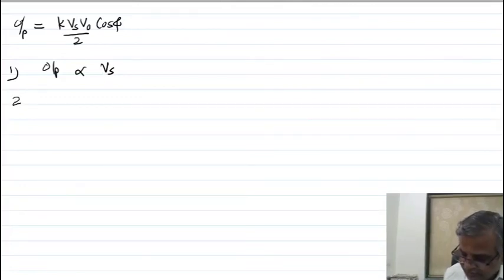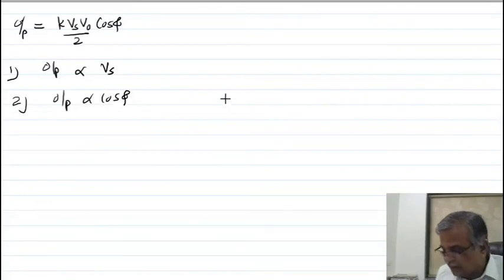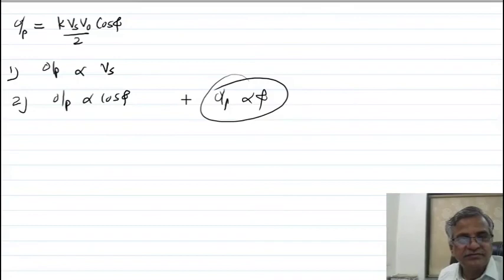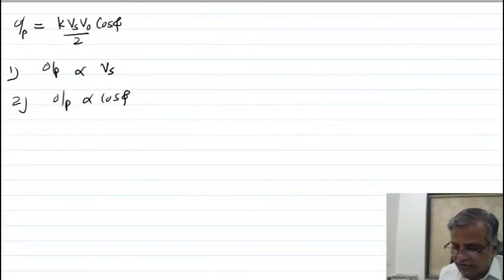Second, the output is proportional to cos phi. Cos phi is a non-linear function, which means the output is non-linear. If the output were proportional to phi, then you could say it is linear. But the output is proportional to cos phi, so it is a non-linear function.